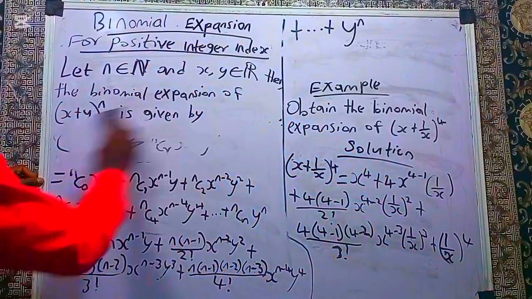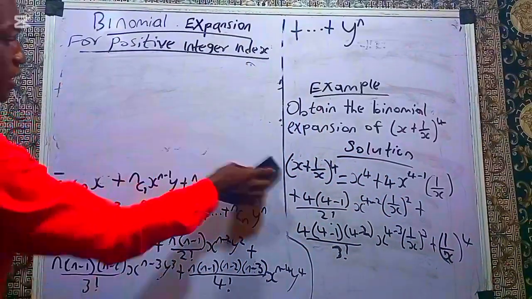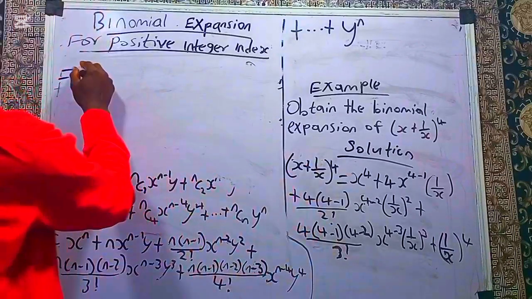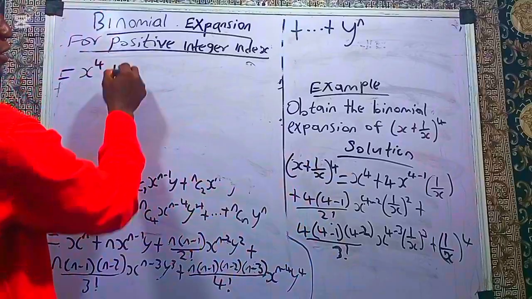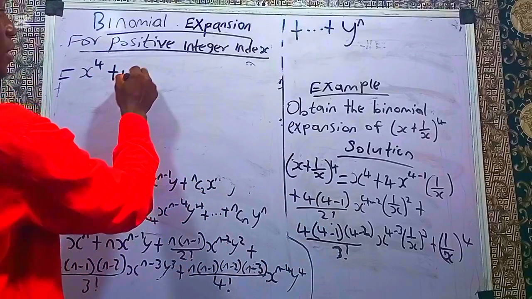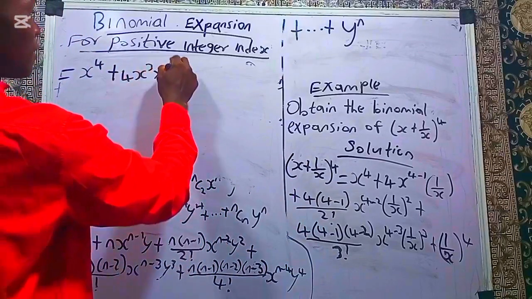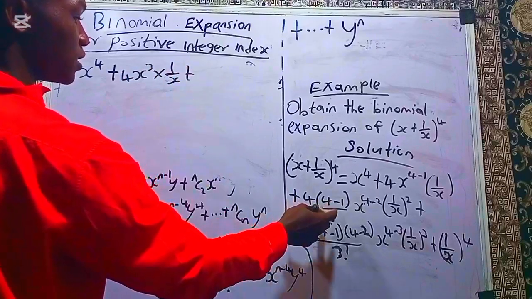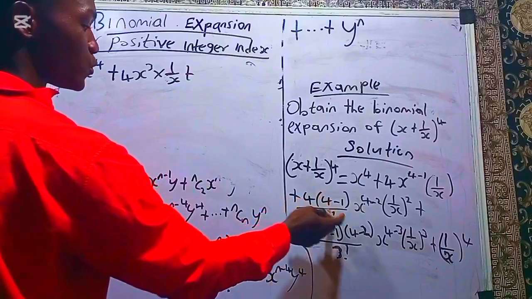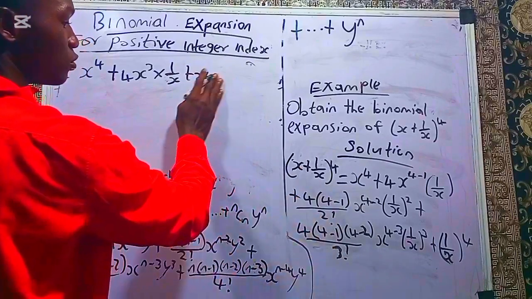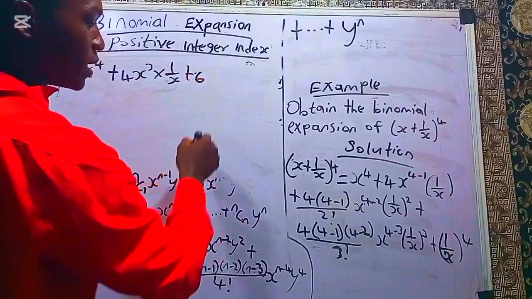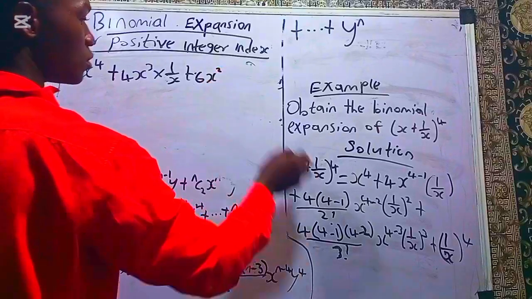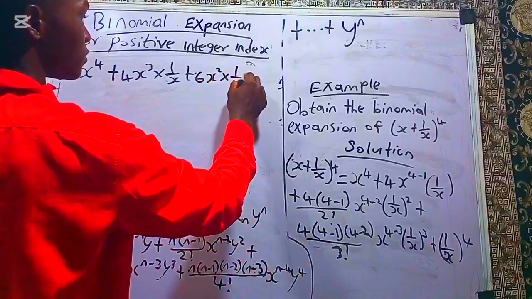So if we continue the solving here, simplifying, we have x raised to power 4, plus 4x raised to power 3 multiplied by 1 over x, plus, if you solve this, 2 factorial is 2 times, 4 minus 2 is 3, so you'll be having 6. Then x raised to power 2, then times 1 over x raised to power 2.